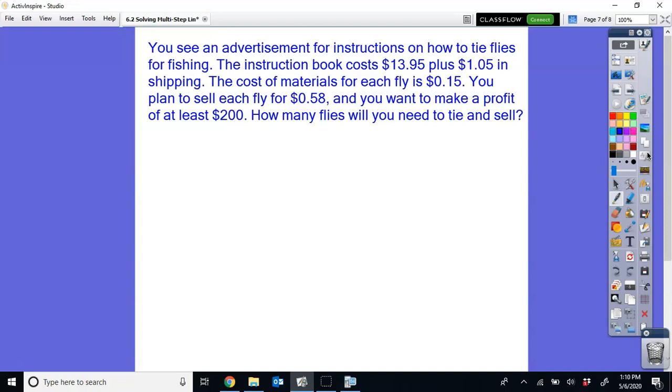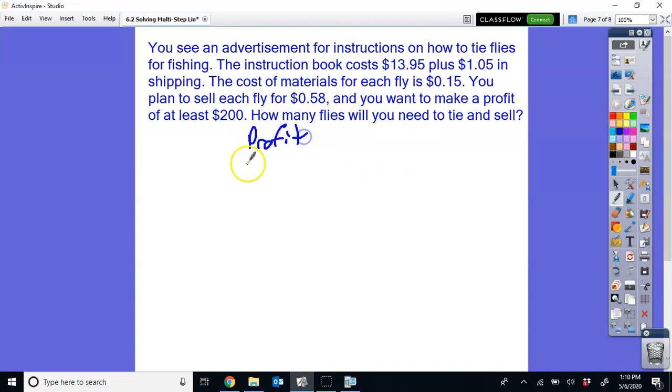The cost of materials for each fly is 15 cents. You plan to sell each fly for 58 cents, and you want to make a profit of at least $200. How many flies will you need to tie and sell? So you want to make a profit of at least $200. Now let's go back and let's think about this. We've talked about this a few times this year.